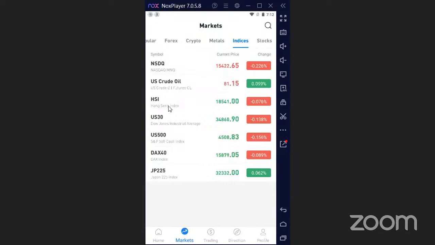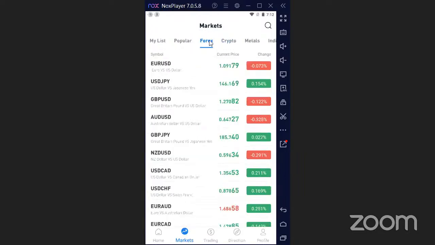But mind you guys, those pairs are very volatile. What I mean by volatile is they can easily chop your money. If you are having below $50, don't even bother coming to this side. Don't get near all of this. So let's focus on forex.